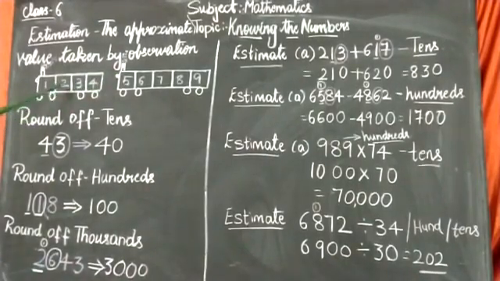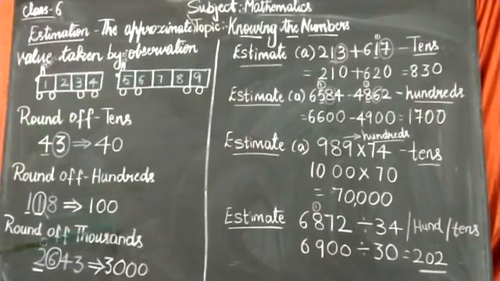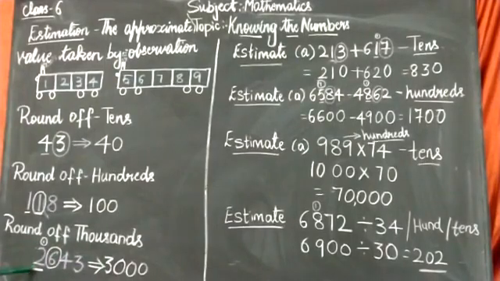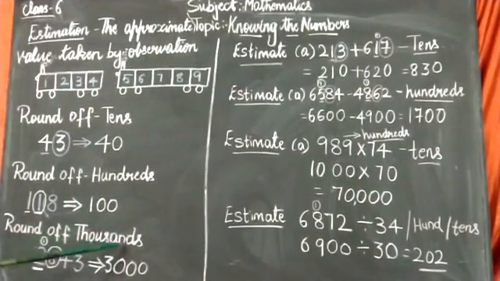This 6, is it lesser than 5 or greater than 5? It is greater than 5. So we will add 1 extra because it is greater than 5. 6 becomes 0 here and 2 becomes 3. We have rounded off to the 1000 place, to 3000.